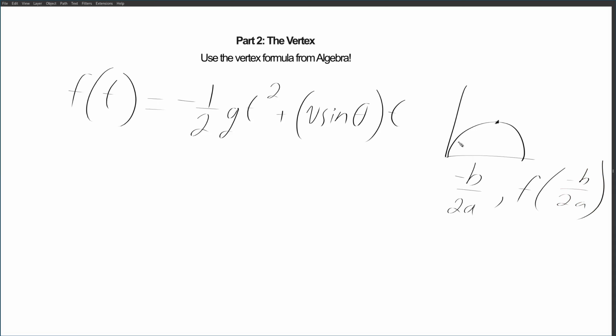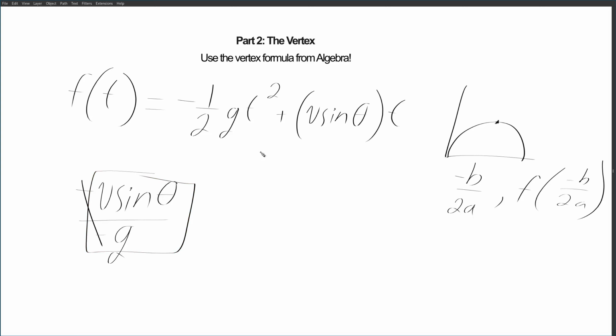Negative b over 2a is going to be pretty simple here. It's just going to be negative v sine theta. And you have 2 times a, which is negative 1/2, so it's just negative g. Cancel out the negatives, and this is your time, v sine theta divided by g.